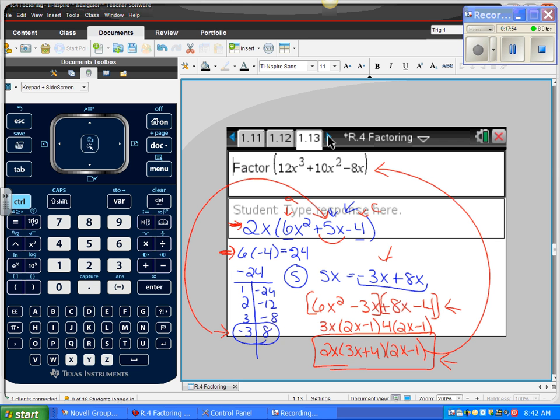Again, we're going to do more than one of these. I know this is new and difficult, so we will practice quite a bit with this. All right, next page.